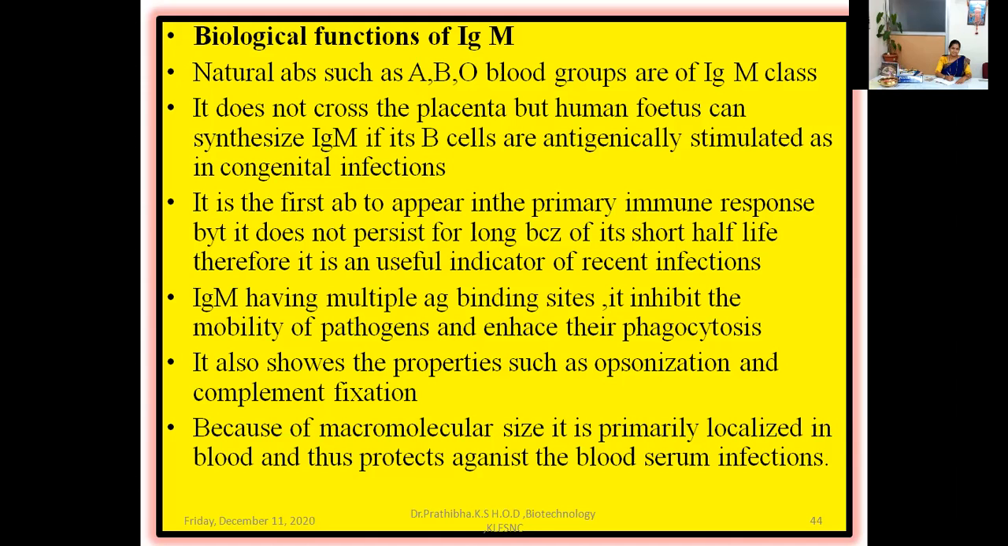IgM has multiple antigen binding sites, so it inhibits the mobility of pathogens and enhances their phagocytosis. It also shows properties such as opsonization and complement fixation. Because of its macromolecular size, it is primarily localized in blood and thus protects against blood serum infections.